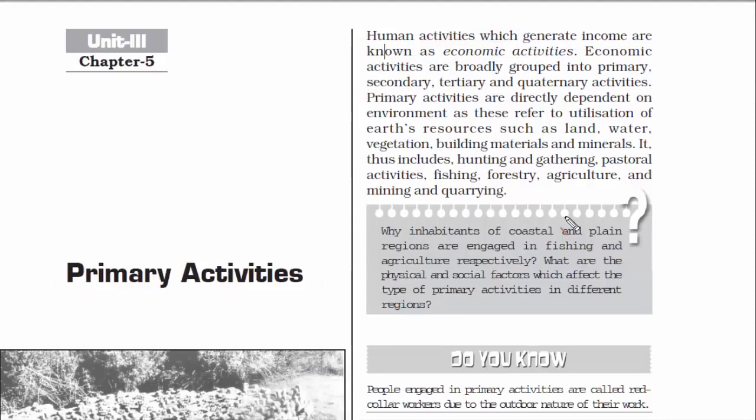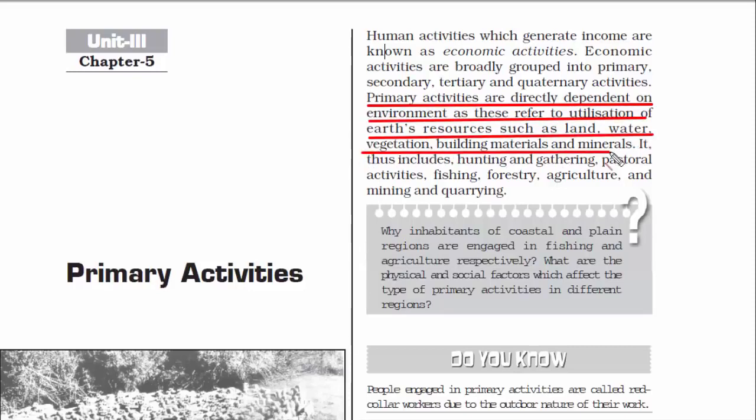So this chapter is purely about primary activities where people are directly dependent on environment. It's like putting your hands directly into the earth's resources such as land, water, vegetation, building materials and minerals and earning a living from it. That's why you must have seen a lot of people engaging in activities like hunting and gathering, pastoral activities, fishing, forestry, agriculture, mining and quarrying. These are their livelihoods and all of these are provided by nature, hence they are natural. So you can easily correlate.